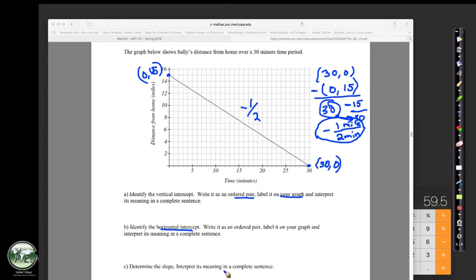Determine the slope and interpret its meaning in a complete sentence. Basically, we said it: 1 mile closer to home every 2 minutes. And then we converted it to something that's meaningful to us. She was going 30 miles per hour.